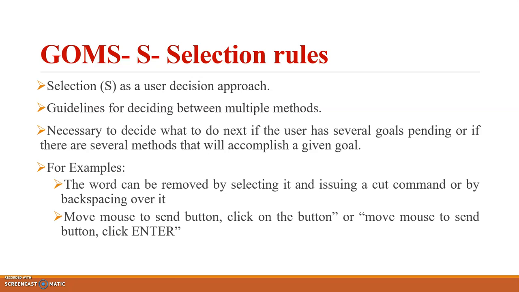For example, a word can be removed by selecting it and issuing a cut command, or the same can be done by backspacing over it. So two approaches are there for doing the same task. So a selection rule needs to be applied here. Move the mouse to a send button, click on the button, or move the mouse to a send button and click enter.